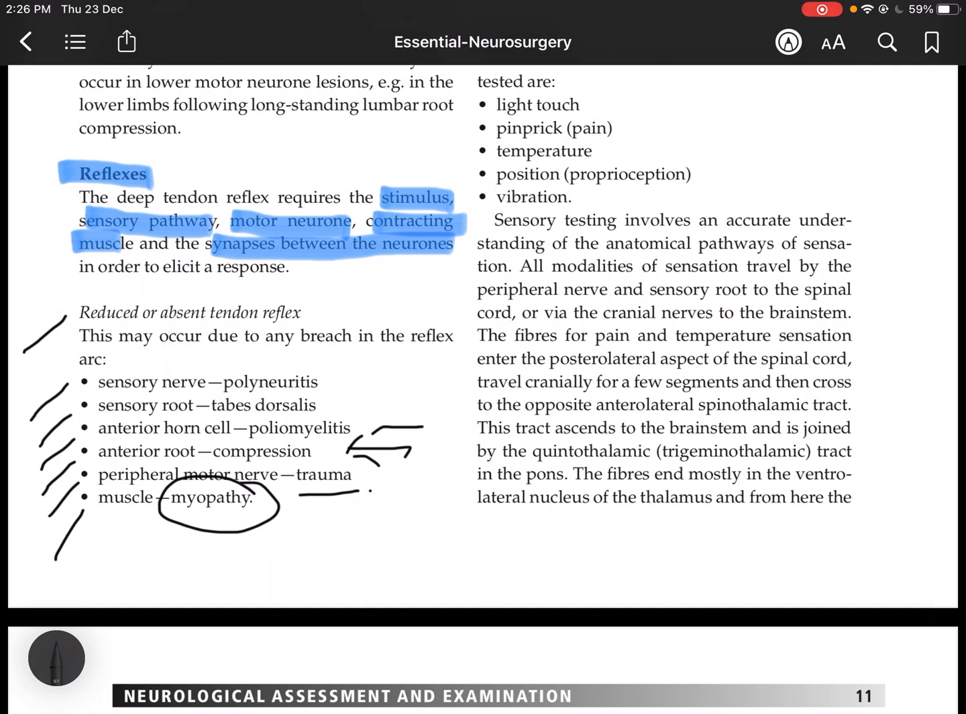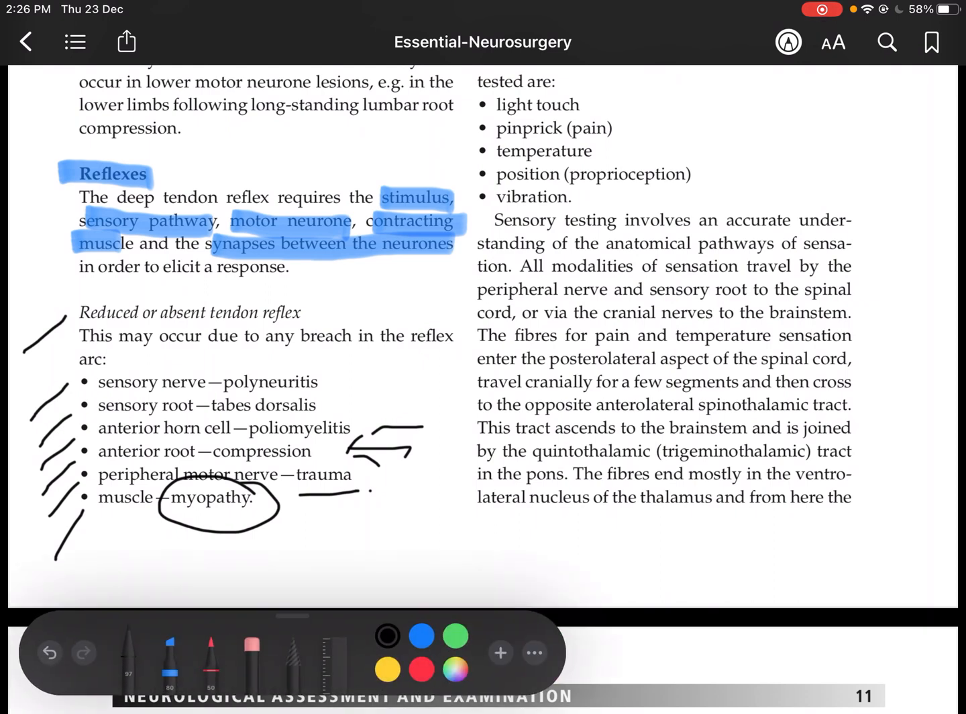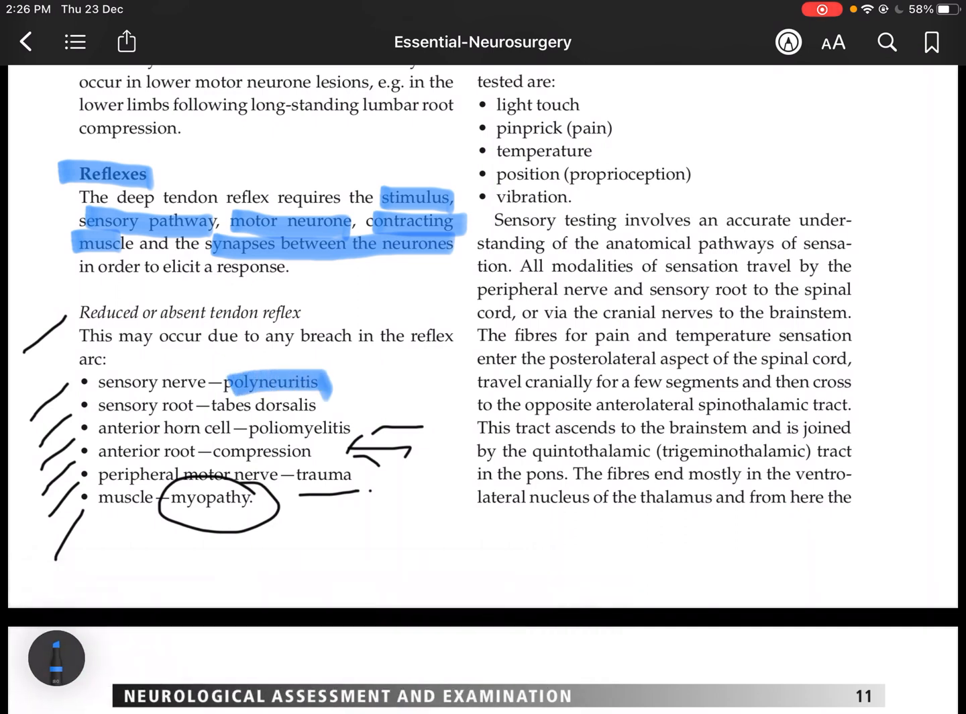So the reduced or absent tendon reflex may occur due to any breach in the reflex arc, in the sensory nerve, sensory root, anterior horn cell, anterior root compression, peripheral nerve, and muscle. Okay, polyneuritis in sensory nerve, tabes dorsalis in sensory root, poliomyelitis affecting the anterior horn cell, or a compression affecting the anterior root, or peripheral motor nerve damaged by a trauma, or a muscle that is not working well because of myopathy.